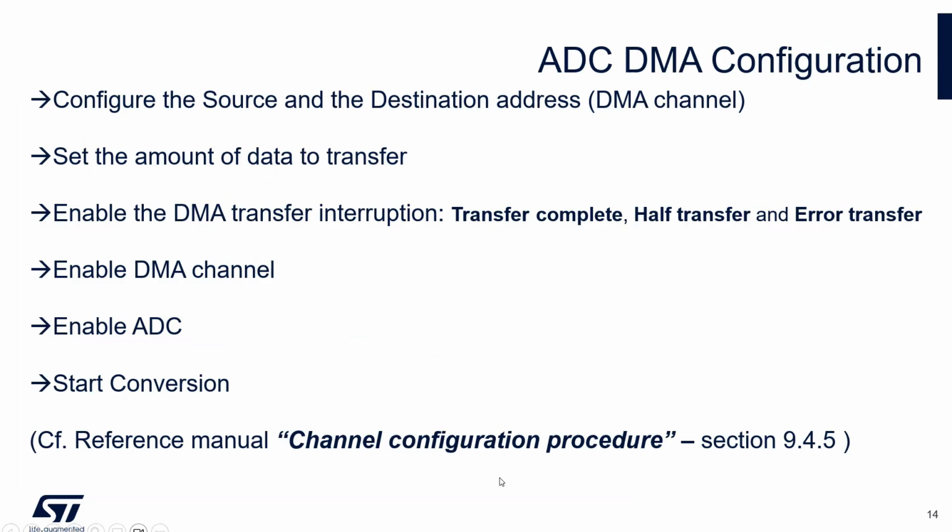Okay. So regarding the ADC DMA configuration, first of all, we have to set the source and the destination address. After that, we will need to define the number of data that we have to transfer, and then we enable some interrupts: the interrupt related to the transfer complete, the half transfer, and the transfer error. After that, we will need to enable the DMA channel, and then enable the ADC and start the conversion at the end. All of these steps have been defined in the reference manual, so we recommend to glance at this related section.